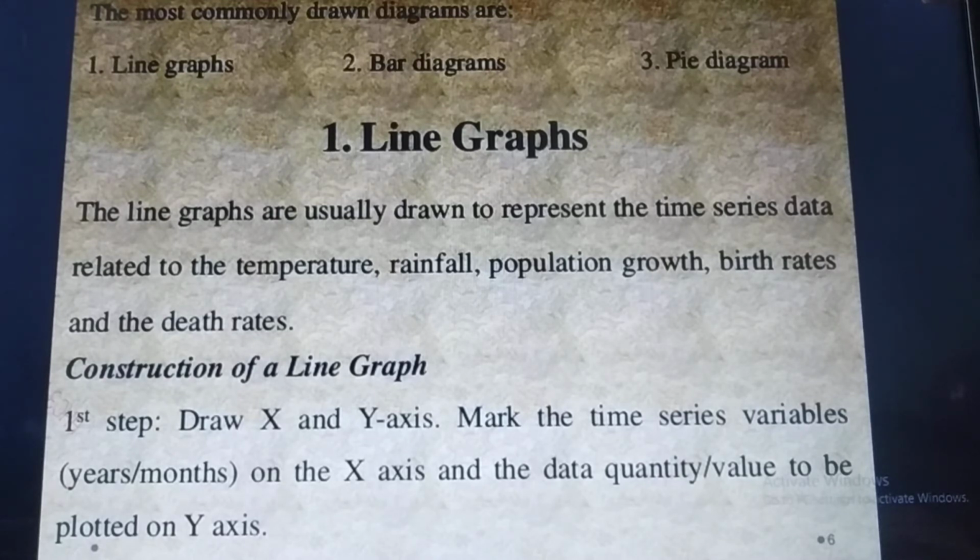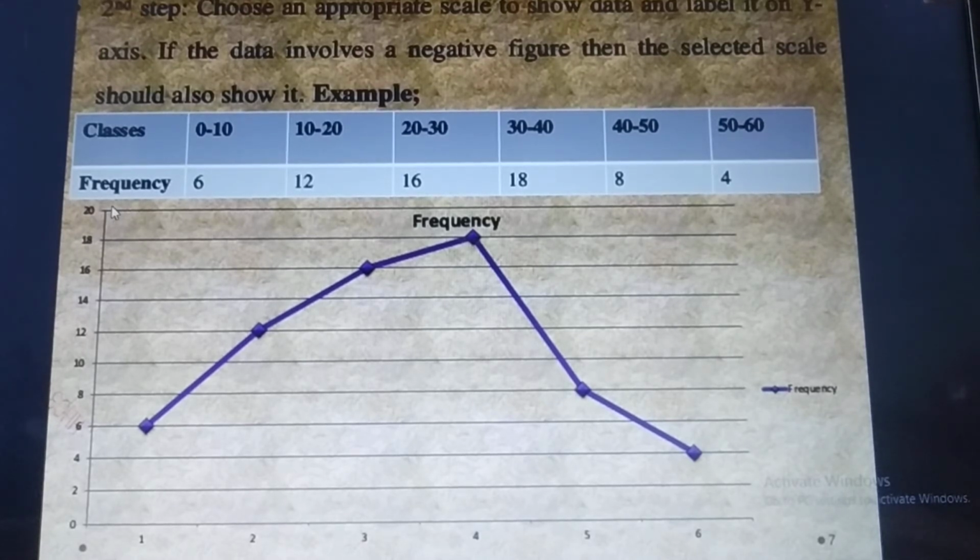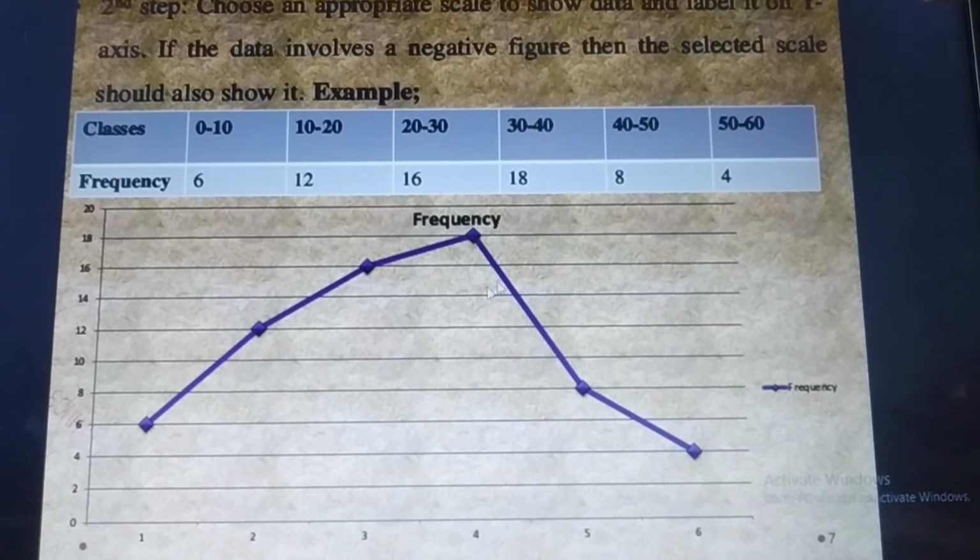Construction of a line graph. First step, draw x-axis and y-axis. Mark the time series variables, years or months, on the x-axis and the data quantity value to be plotted on the y-axis. This is the line graph. On the x-axis the class interval is given, on the y-axis the frequency is marked. This is the line graph.